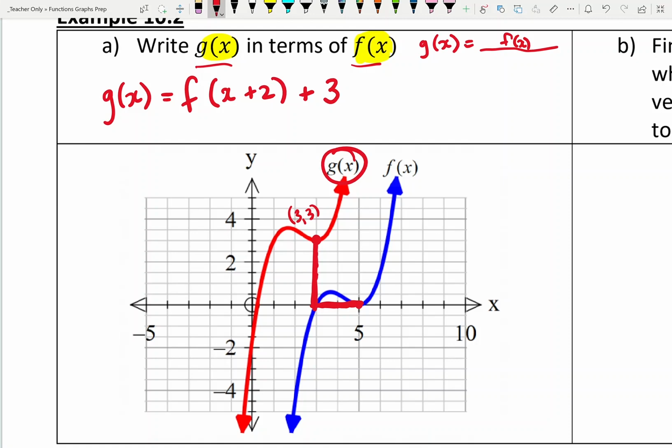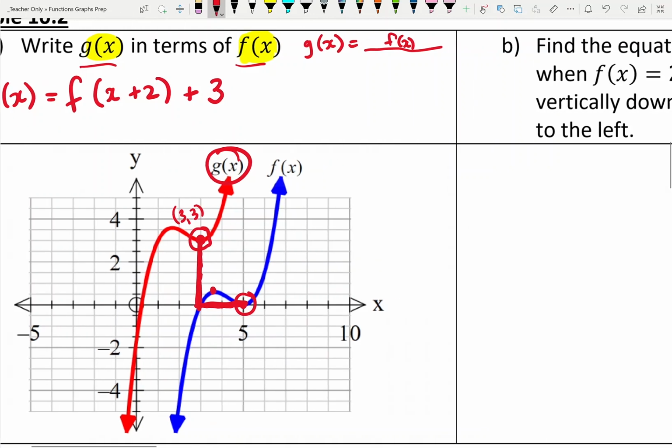I equally could have used the little maximum here, but I don't have any axis or grid intercept, so I don't know the actual coordinates of that. So pick one that's got nice grid intercepts.